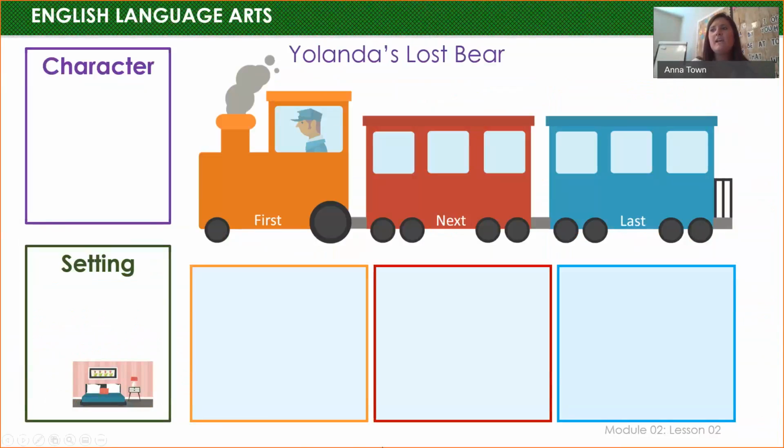Okay, boys and girls, we are now going to review Yolanda's Lost Bear, but what we're reviewing is the skill of sequencing. First, next, last, also known as beginning, middle, end. We're going to find out who the character is, that's a person or animal, the setting, where it takes place, that's location, and when, that is time. And then we're going to place the details in order. What happened first, what happened next, and what happened last. Okay, I'm going to start by reading the story. I'm going to read it 2 times through.